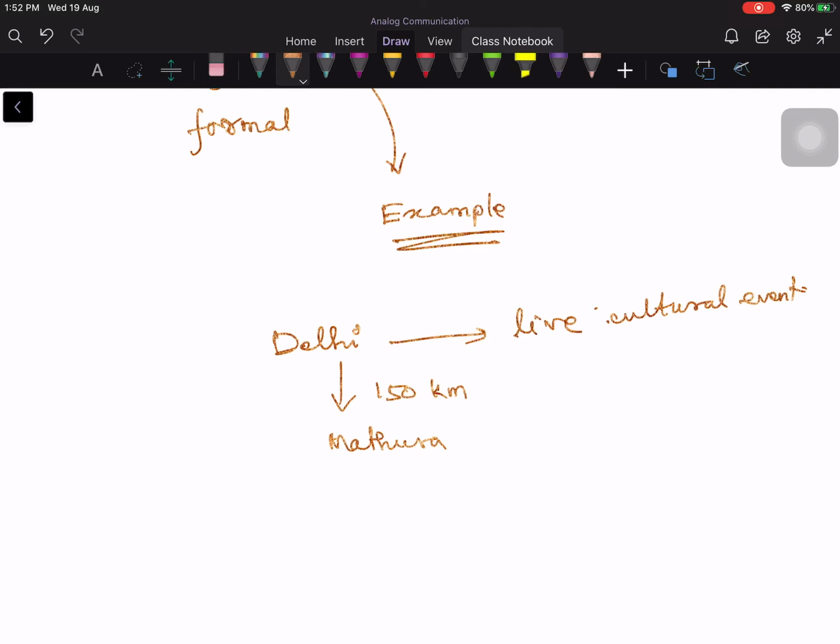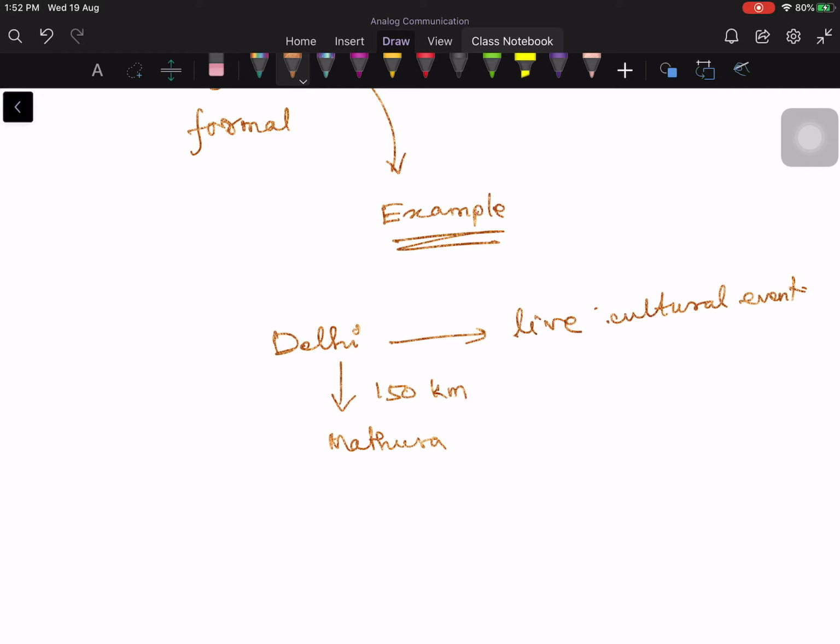Now you cannot come to Mathura from Delhi by walking. It takes a long time and it's not possible also. So it is too far to reach the destination city by walking. Even if you come, it takes more time and you cannot come on time. So what do you do in that case? You have to find some other transport mechanism.